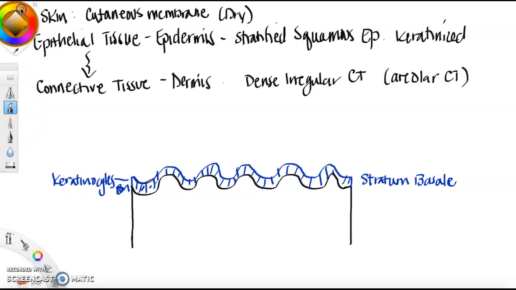There are cells within the basal layer here, and these cells are called melanocytes. So these keratinocytes here in the basal layer divide, and one of those cells will stay on the basal layer, and the other cell will start to move up.